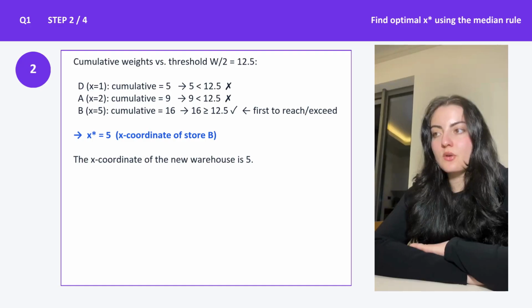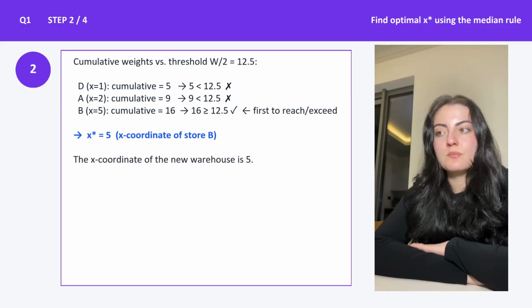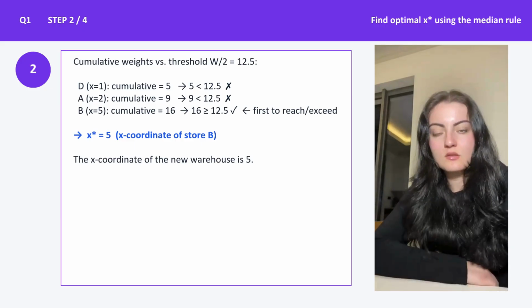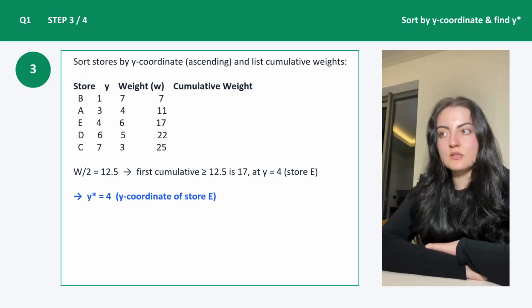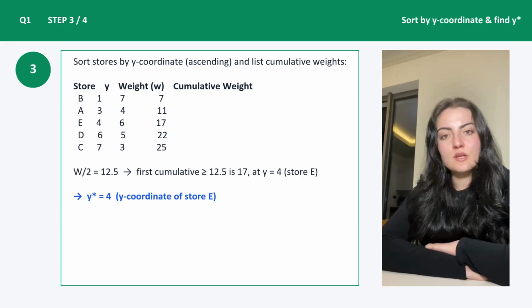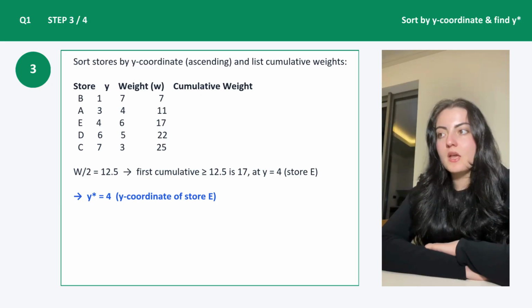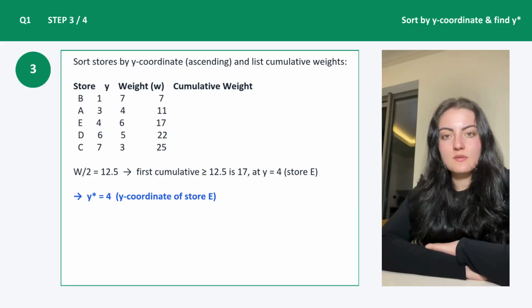So the optimal x-coordinate is 5. This is the weighted median idea. We are not taking an average here, we are selecting the coordinate where the cumulative weight first passes half of the total. Now let's do the same thing for the y-coordinates. After sorting the stores by y value and checking the cumulative weights, the first value that reaches or exceeds 12.5 appears at y equals 4. So the optimal warehouse location is 5, 4.